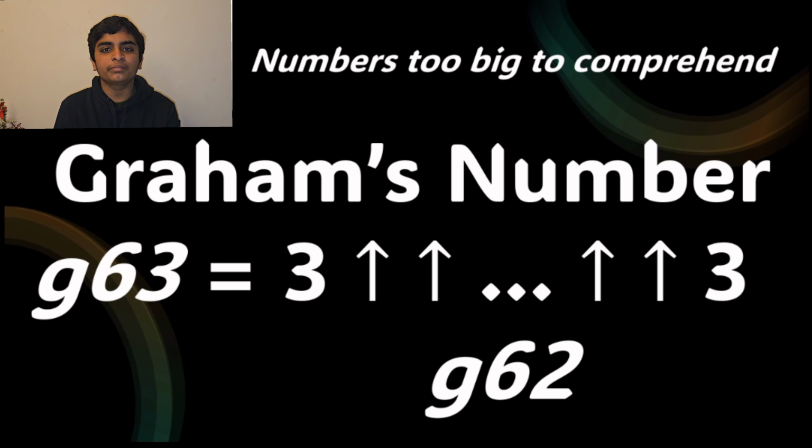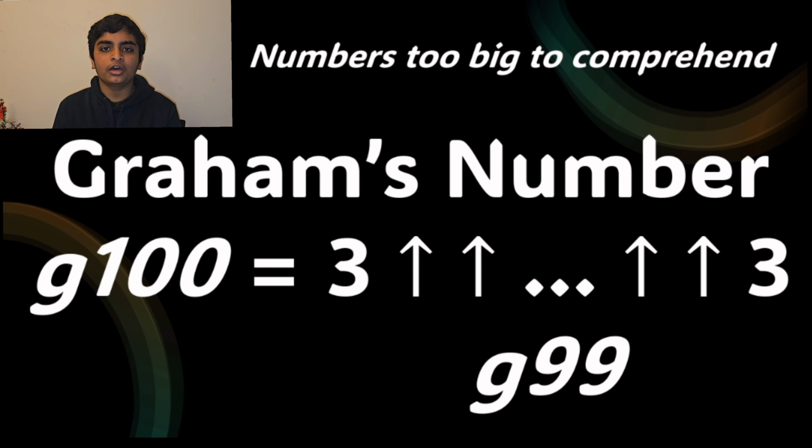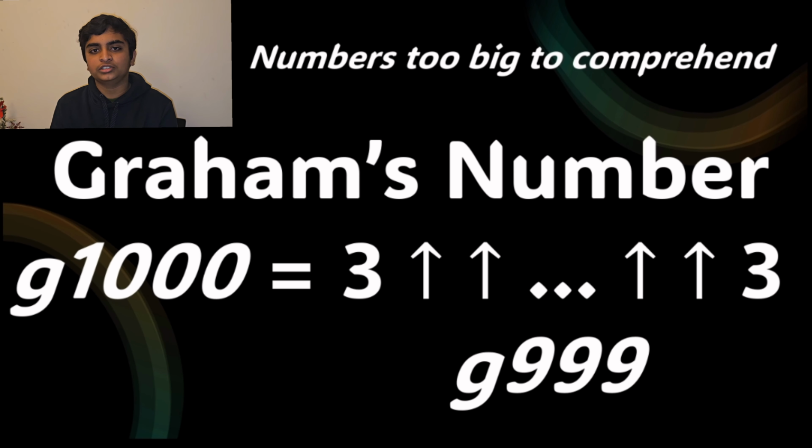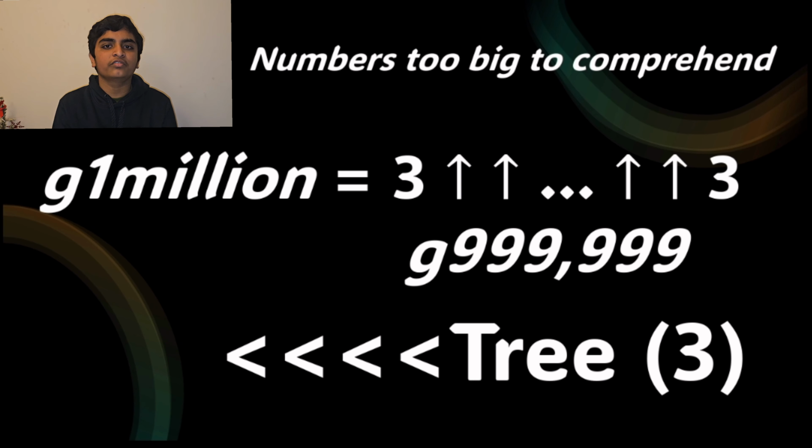Now let's take a look back at Graham's number. We don't have to stop at G63. Why not go to G64 or even G100 or G1000 or even G1 million? However, all of these combined are still minuscule compared to the tree of 3.